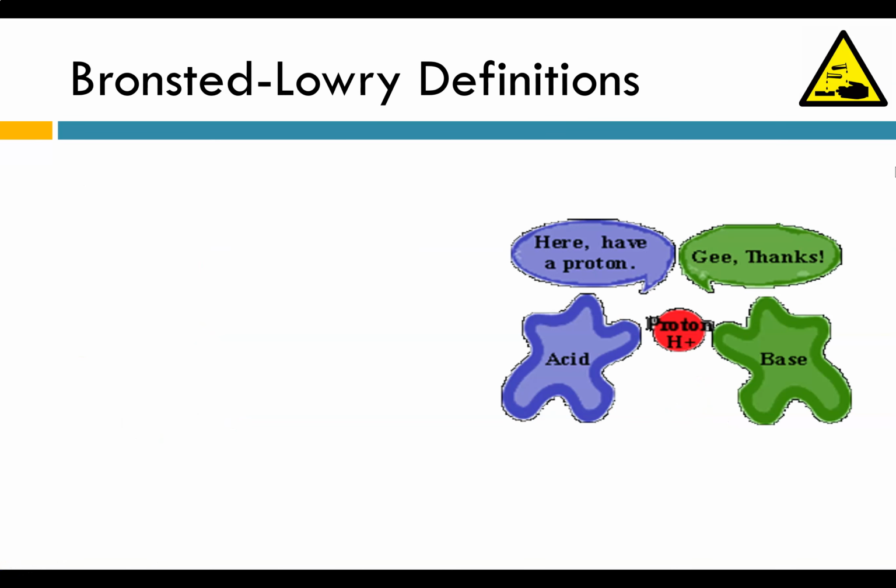So with our Bronsted-Lowry definitions, it's not a matter of just looking for an ion that's going to be produced. Bronsted-Lowry definitions have to do with protons being passed back and forth between two substances. So we've got some really high-tech drawing here. We've got an acid saying, here, have a proton, and the base saying, gee, thanks, as it accepts that proton. So the Bronsted-Lowry definition looks at acids and bases as proton donors and receptors.